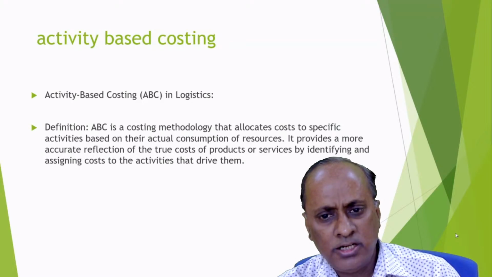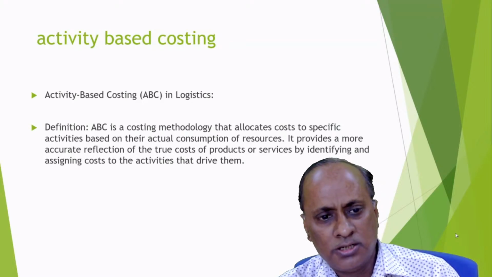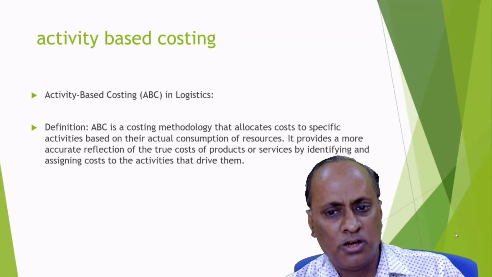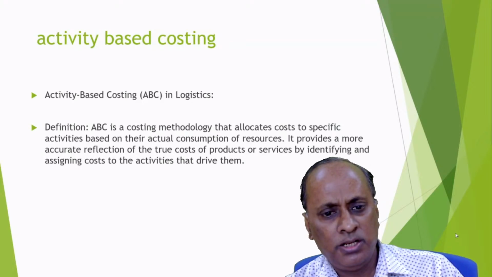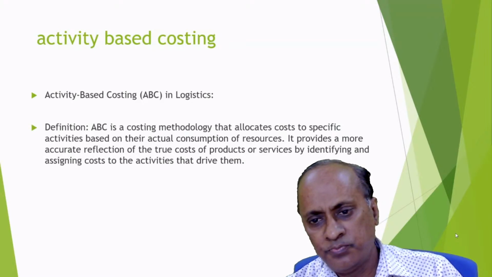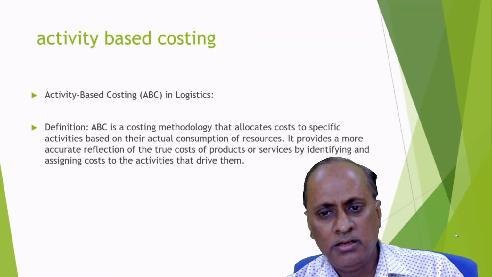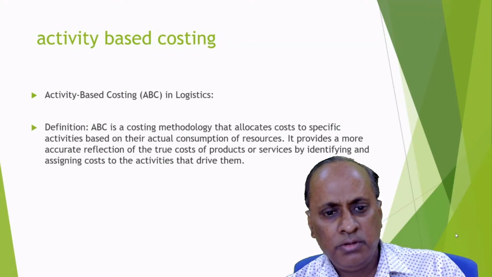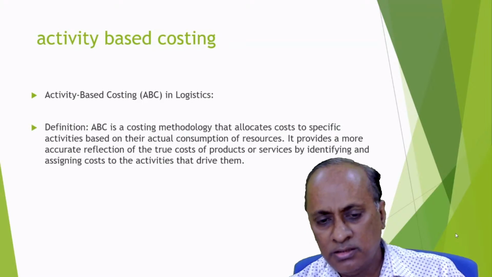So, what is activity-based costing? It's a methodology that allocates cost to specific activities. Now, how do you allocate it? It is based on the actual consumption of resources, how much resource that activity is consuming. On that basis, we allocate cost to the specific activity. It provides a more accurate reflection of the true cost of the product or services by identifying and assigning cost to the activities that drive them. Then why is it more accurate? Because we identify and assign the cost to the activities that drive them.